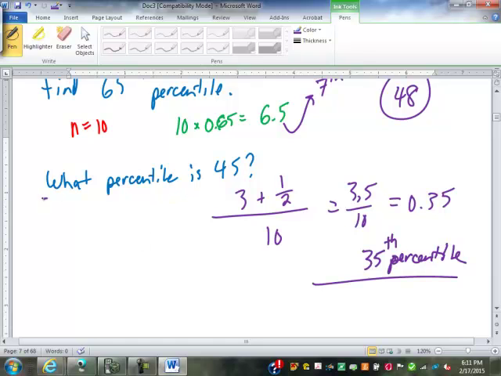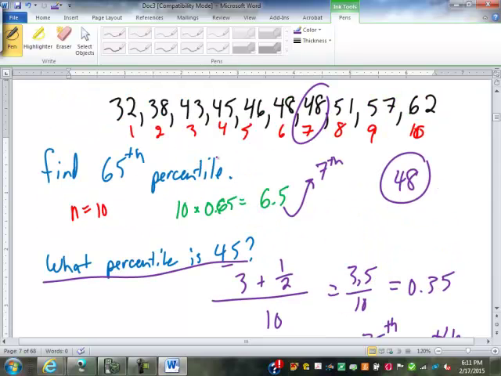Not for this one, because we're asking what percentile is the 45 in, not what is the 45th percentile. If we're given the percentile, the 65th percentile, then it's 0.65 times 10. If we're asking what percentile is the 45 in, well, the 45 isn't a percent, it's a number in the list. And we're looking for the percent.